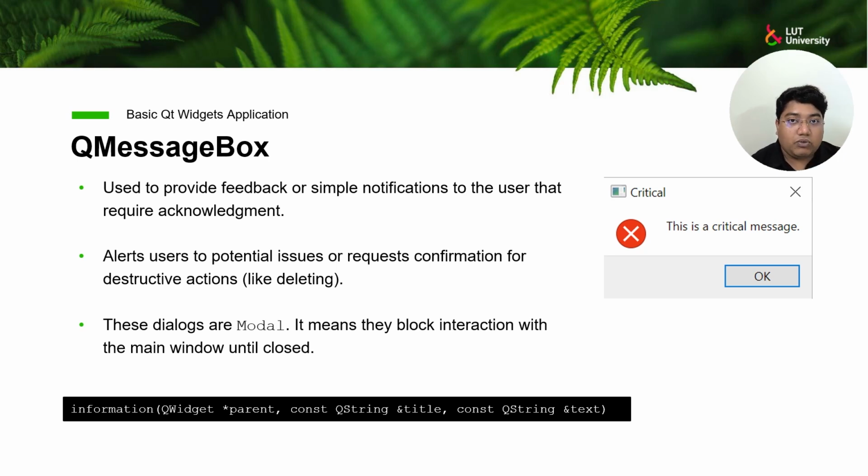Sometimes that's exactly what we need. For example, if the application asks, "Are you sure you want to delete this file?" we don't want the user interacting with other parts of the interface until they've made a decision. Qt provides several convenience functions, such as information, which is shown here. We also have warning, critical, question, and so on. It depends on the type of message that we want to display.